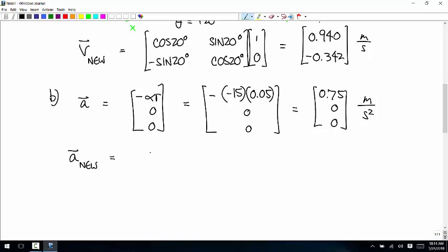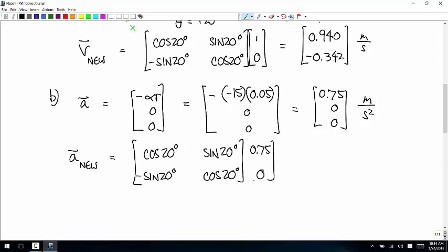And then you have to re-express that in the coordinate system I gave. So the new acceleration is cosine of 20, sine of 20, negative sine of 20, cosine of 20 times 0.750. And so you get whatever 3/4 of these are. Any other questions about that? Any other homework questions you want me to go through?